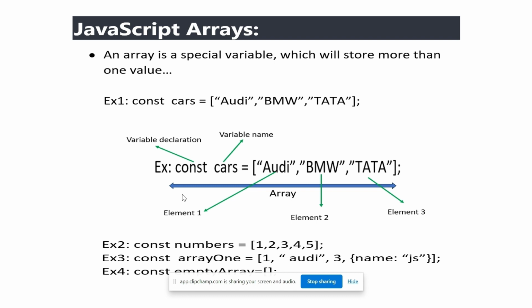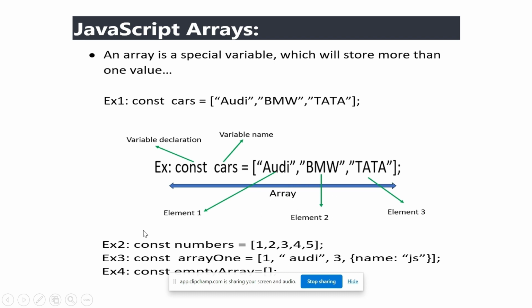Suppose usually one variable will store one data or one value. But in the case of arrays, they will store more than one value. In example one, we see here an array having three values of Audi, BMW, and Tata, which are strings. And this is the array structure. const is the variable declaration, and car is the variable name, and we can store the values of element 1, element 2, and element 3 in the array as comma separated values.